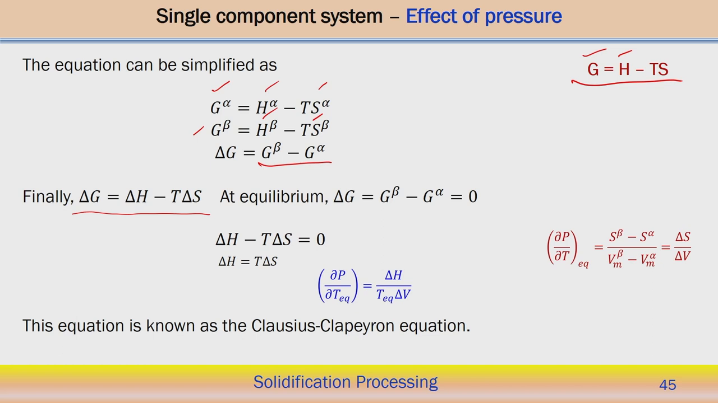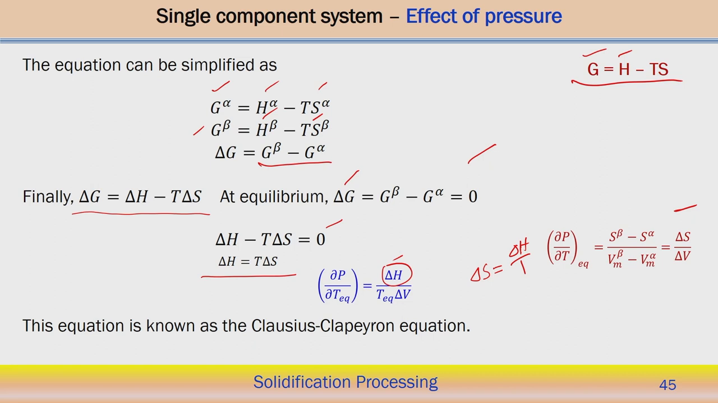So, at equilibrium condition delta G equal to G beta minus G alpha equal to 0. From there we can find out delta H minus T delta S equal to 0, or delta H equal to T delta S. Further we can modify that, dP and dT, the equilibrium temperature, that is equivalent to delta H. So basically delta S we are representing is delta H by T. So we put it in terms of delta H by T equilibrium temperature into delta V.